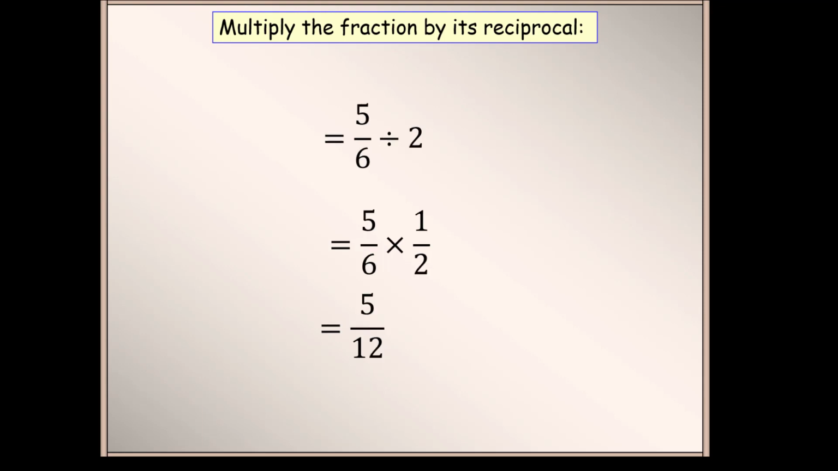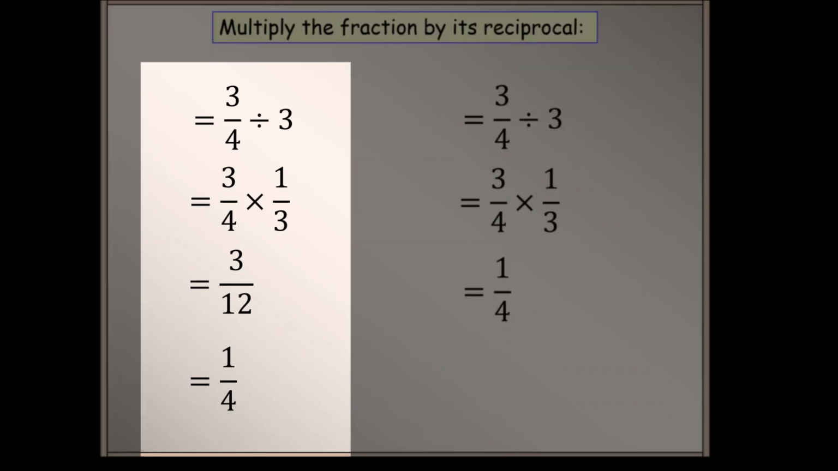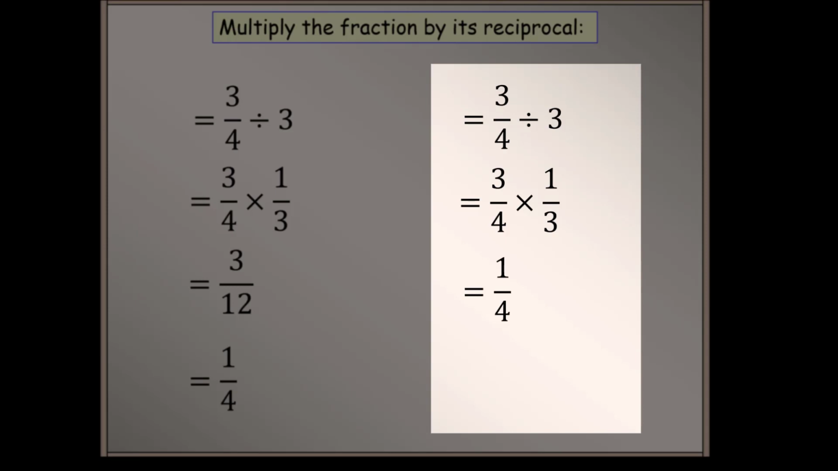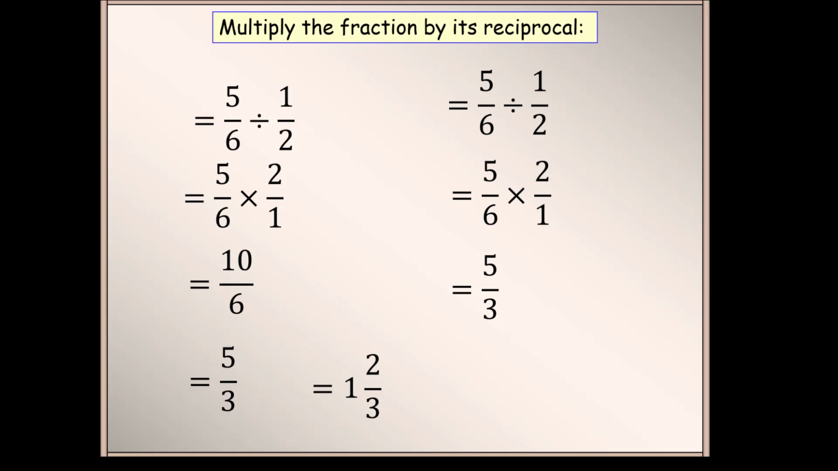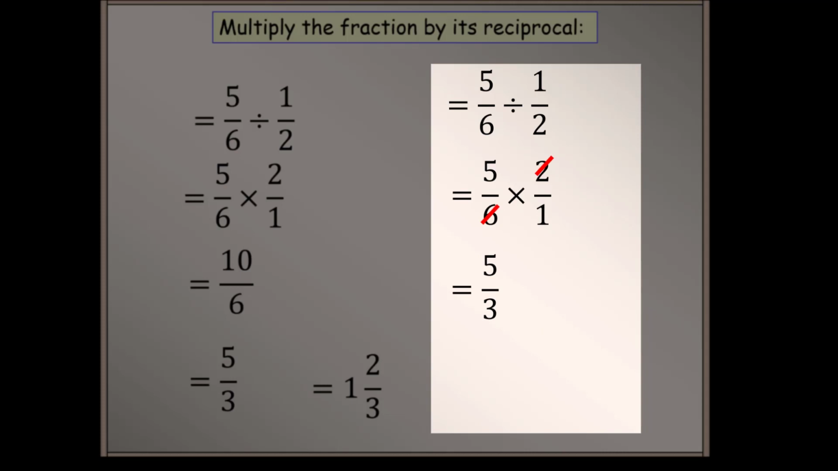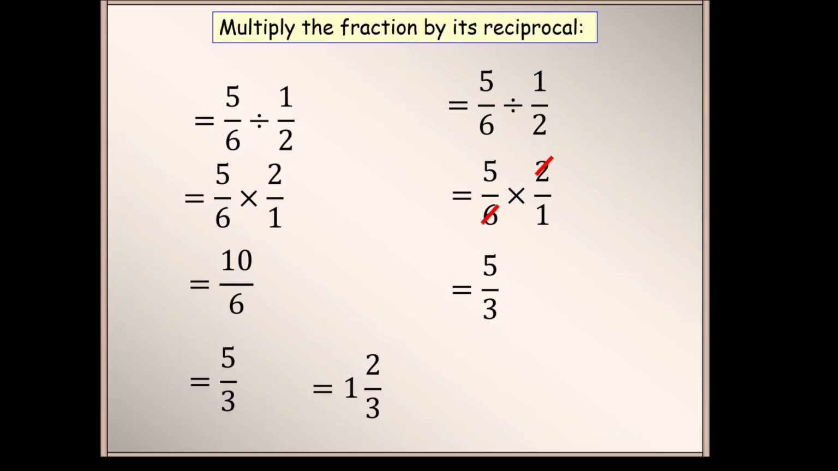5/6 divided by 2 is the same as 5/6 multiplied by a half. We multiply the numerators and the denominators. But look at this one, we can do it shorter. We can say 3/4 times a third, and instead of multiplying denominators, we can just cancel the 3's to get a quarter. What about this one? We multiply by 2/1. But in the second example, we cancel the factor of 2. So we divide 2 by itself and 6 by 2. And that gives us 5/3. So we skip one step.